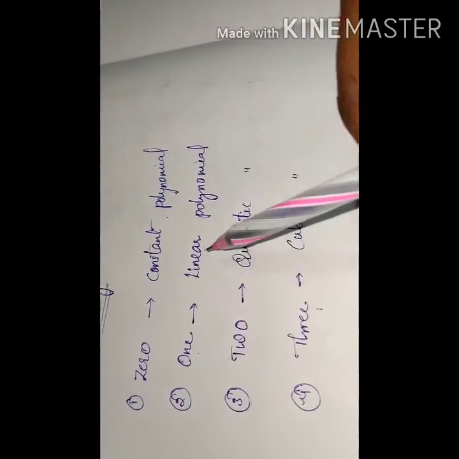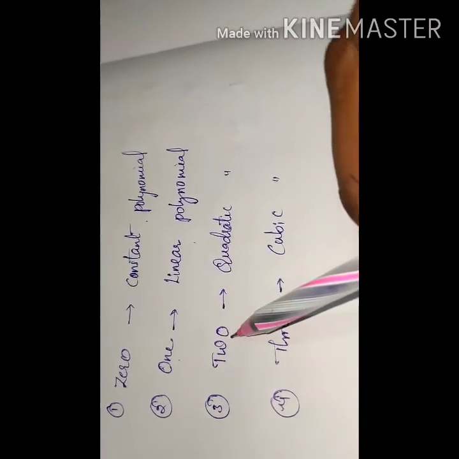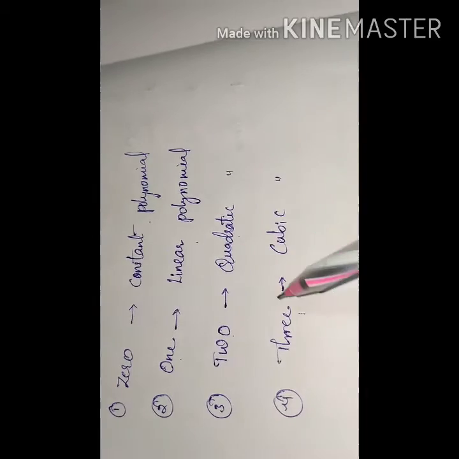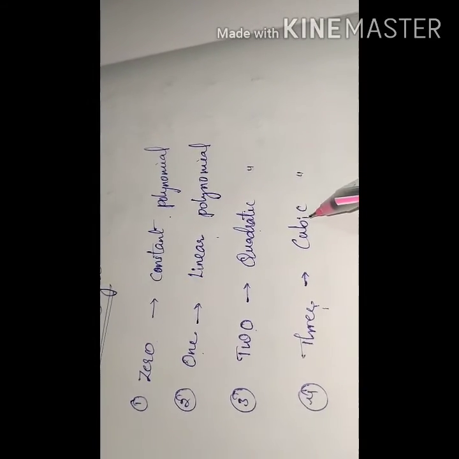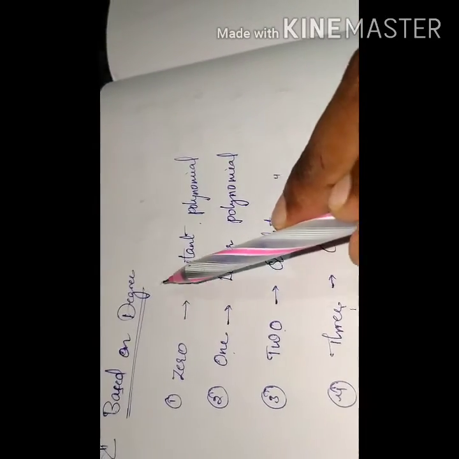If the degree is 0, then it is said to be constant. The degree is 1, it is said to be a linear polynomial. If the degree is 2, it is considered quadratic. If the degree is 3, then the polynomial is said to be a cubic polynomial. Right? So what is degree?